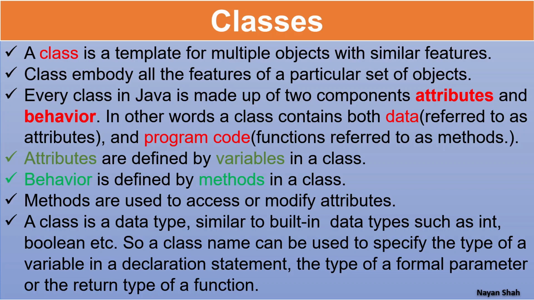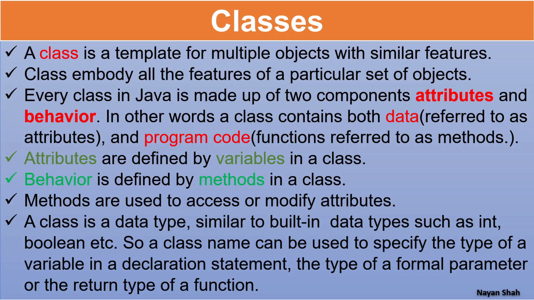When we want to create so many objects, first what we need to do is we need to create a class. Class embodies all the features of a particular set of objects. So whatever features are there in all those objects, that is actually written in class. So object reflects everything what is written in the class. Every class in Java is made up of 2 components. There are 2 things in every class of Java. One is attributes and another is behaviors.